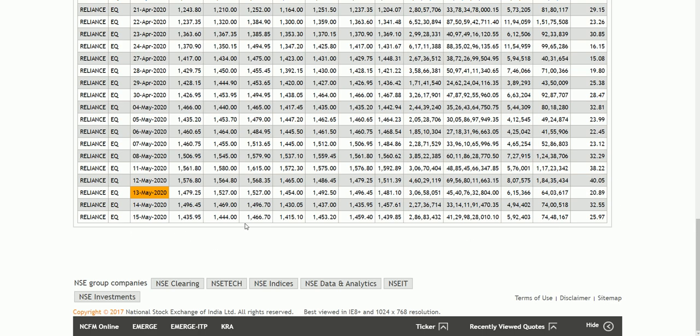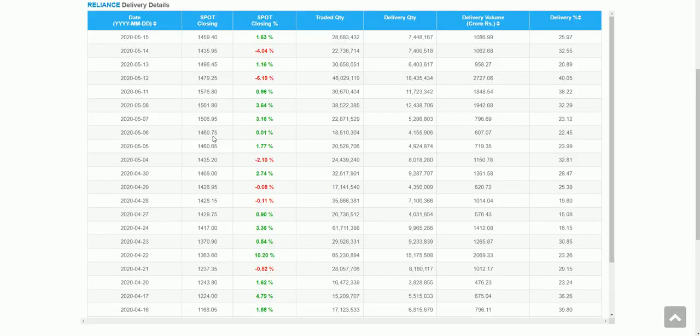And yesterday also there was an up move, but the delivery percentage is only 26%, so it is not delivery based buying. We can conclude the volume is not confirming an uptrend. I will show it in the figure also here.